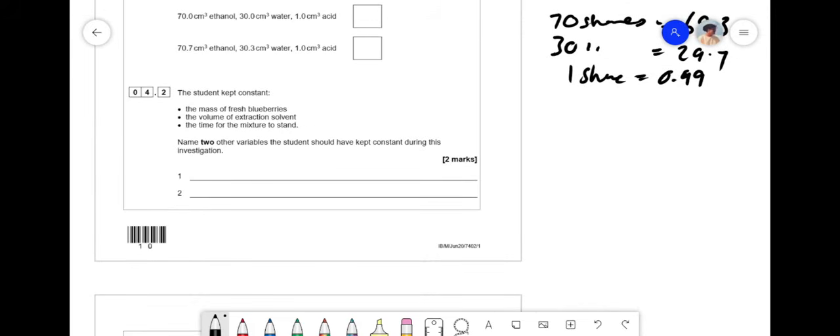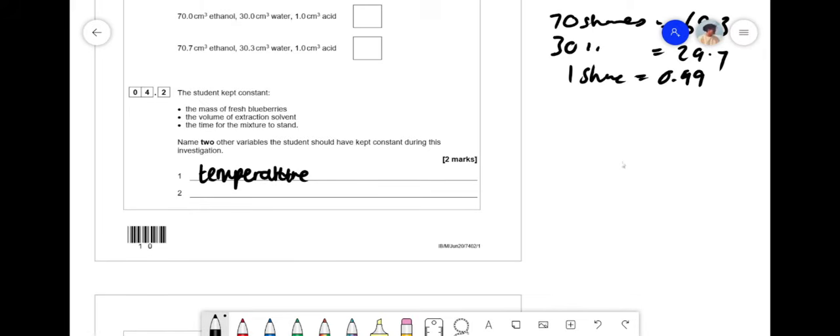Right. So the student kept constant the mass of the fresh blueberries, the volume of extraction solvent, and the time for the mixture to stand. What else should be kept constant? Well, we're looking at things being moved around and things being released, like these anthocyanin pigments. So a good bet really is temperature. You want to keep temperature constant because you also don't want to damage the cell membrane by increasing it too much. And we need to think about other things.